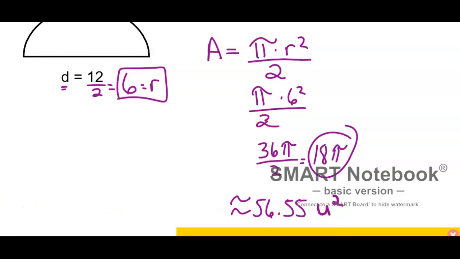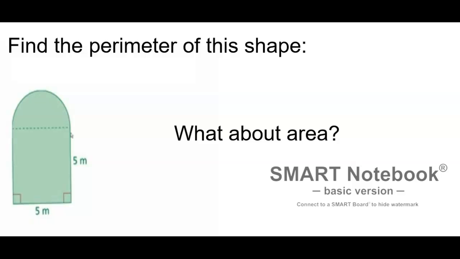Okay, let's see now. Whew, how am I going to do this? Find the perimeter of this shape. Oh my. And the area? Oh, okay. So let's dissect the picture. If I'm finding perimeter, I'm going to need circumference of this circle. Wait, that's a semicircle. Circumference of the semicircle.